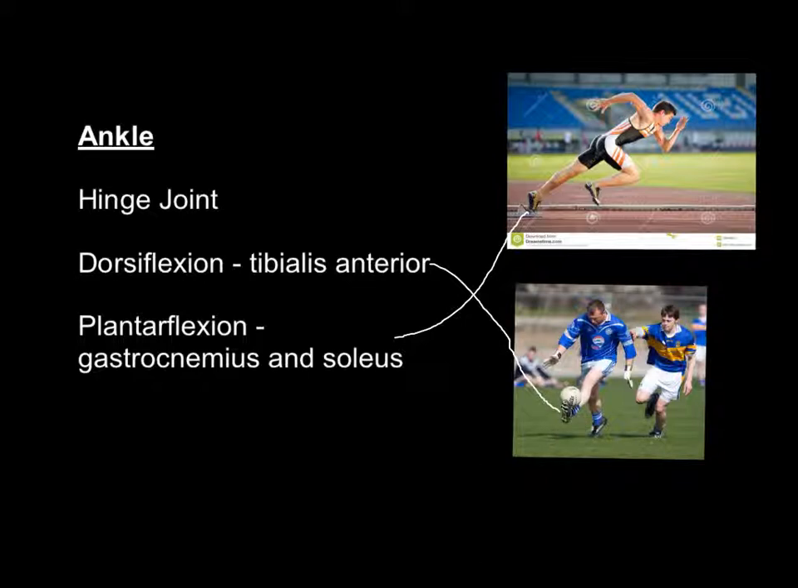The other movement that occurs at the ankle is known as plantar flexion, and this is caused by the gastrocnemius, or the calf muscle in layman's terms, and the soleus. A good example of this is shown in the sprinter coming off the blocks. We look at his left ankle here. He's planting his foot, or pushing his foot, against the blocks in order to gain an explosive start. And this is a good example of plantar flexion, where he's having to point his toes towards the ground. And this is caused by the muscles that I previously mentioned, the gastrocnemius and the soleus.